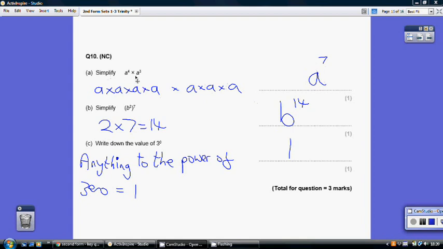Now the quick way to do these, it's one of the index laws. When you multiply, you add the powers. 4 add 3 equals 7.